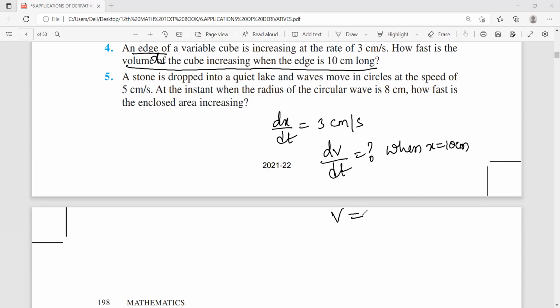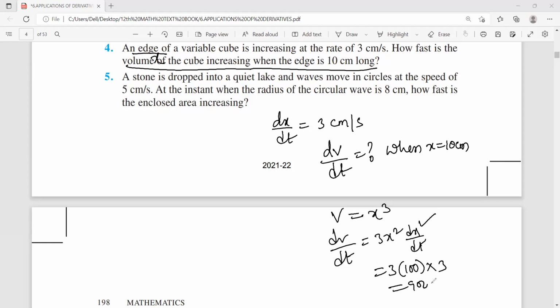V is actually x cube. So, dv by dt is 3x square into dx by dt. dx by dt is what is given. 3 into 10 square into dx by dt, which is again 3. So, as you said, it's 900 centimeter cube per second.